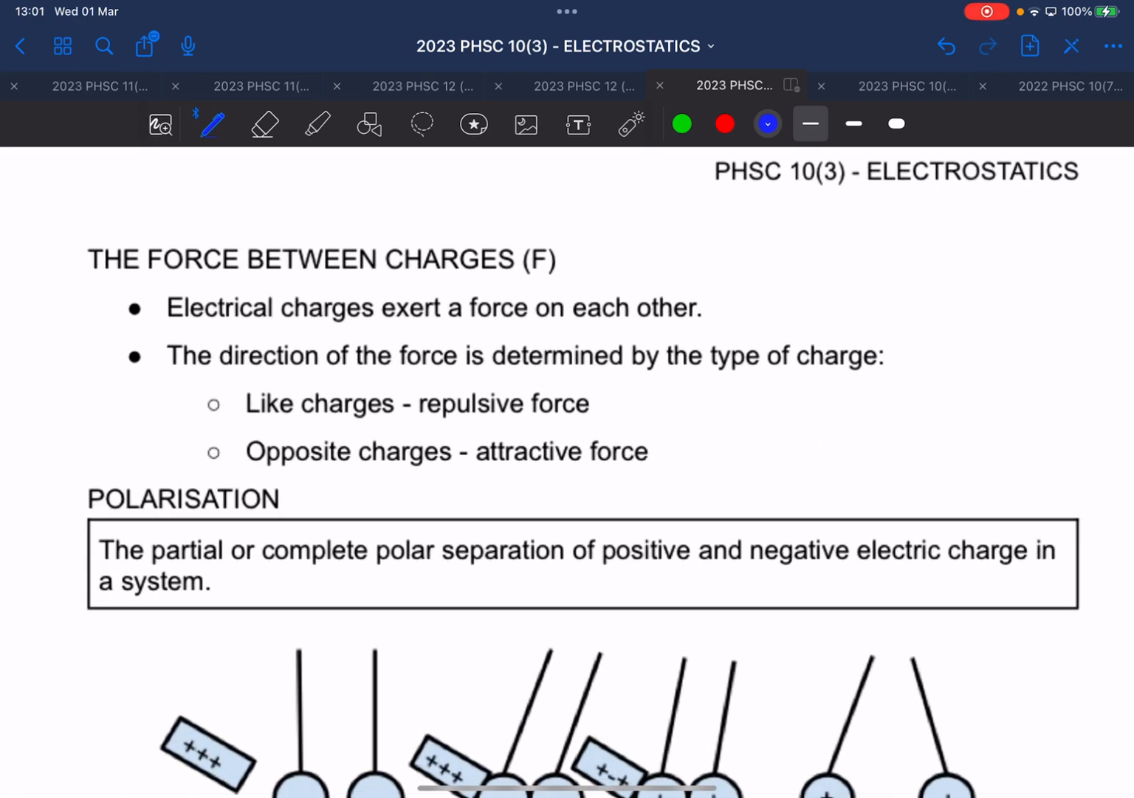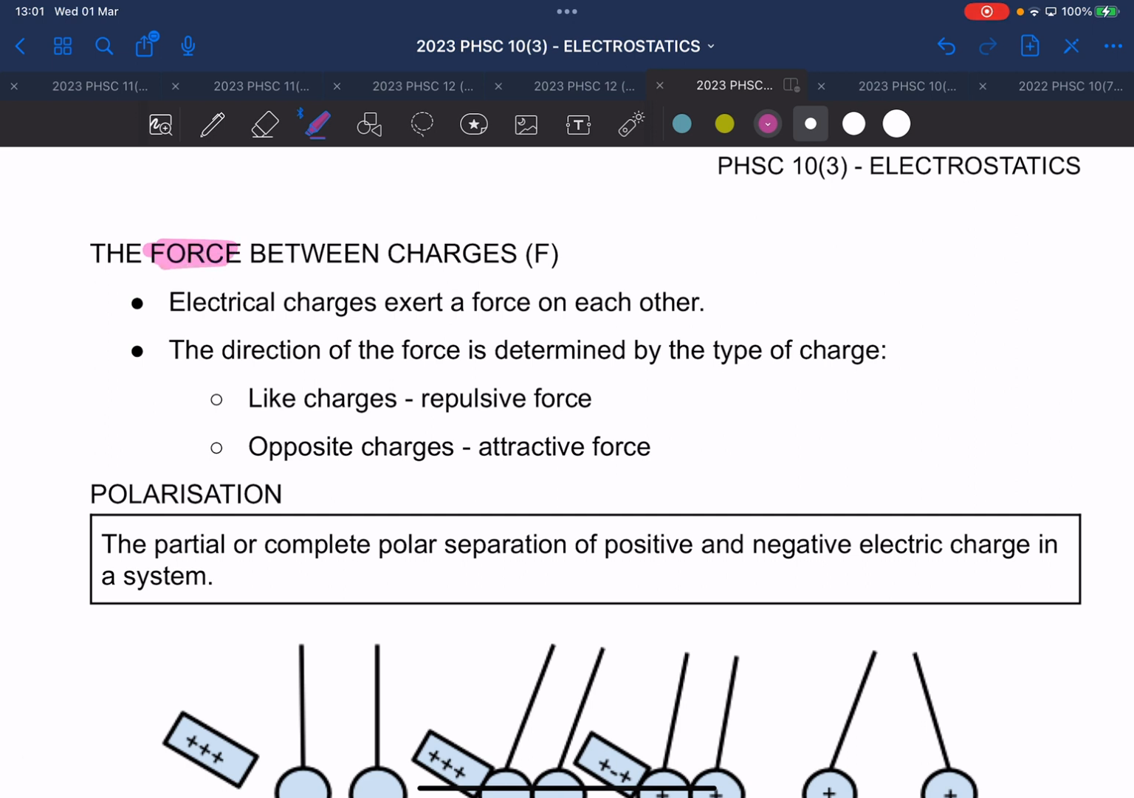Then on the next page, and we have touched on this in the previous lesson, when you have two charges, there is a force between them, and the symbol for force is a capital F. Electrical charges exert a force on one another. They will either repel each other or attract one another. Like charges will repel each other, and opposite charges will attract each other.